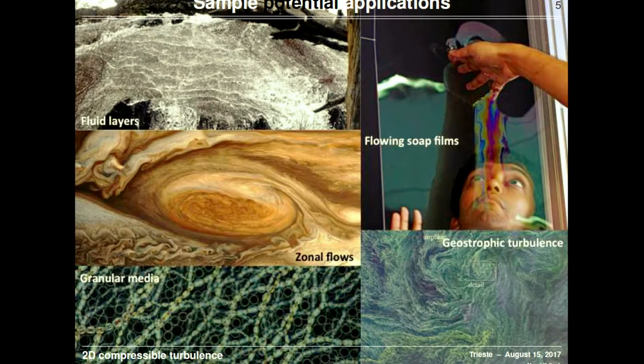This compressible two-dimensional turbulence is also of interest for different other applications beyond astrophysics. The closest one would be flowing soap films, which in some limit can be described by exactly the same set of equations that we are solving. It also has to do with fluid layers, geostrophic turbulence, granular media, and zonal flows.